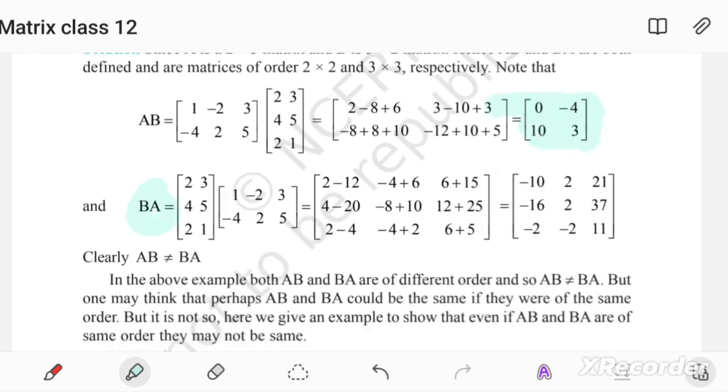Similarly, we can find BA. Why are we able to find BA? We are able to find BA because we have already checked that the orders are consistent. The orders are consistent, therefore the multiplication is defined. How will we multiply? Again, this row, this column, we get this entry. This row, this column, we get this entry.